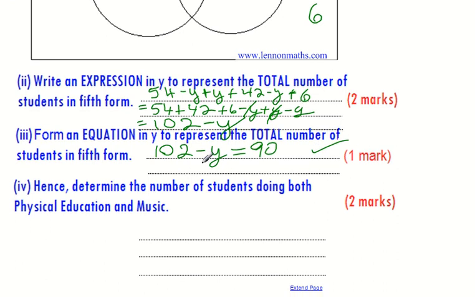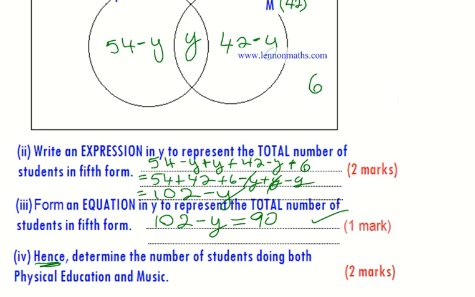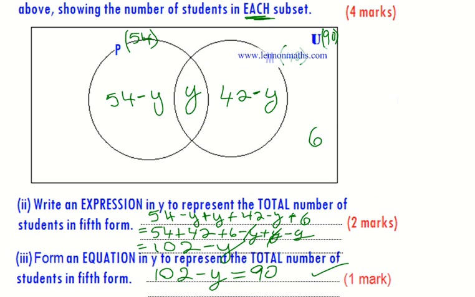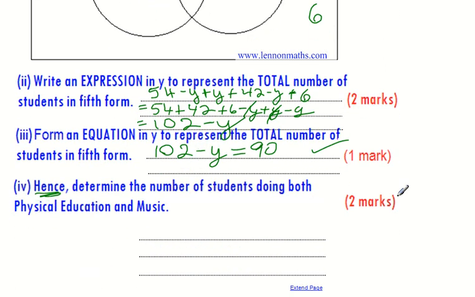Okay. Now we need to look at the fourth portion. Determine the number of students doing both physical education and music. Notice the word here, hence, which means we have to use the information from the previous instruction to continue. So based on this information, we're going to find the amount of students doing both physical education and music. And remember, the amount of students doing physical education and music in terms of a variable is y. So we need to solve for y. We need to find what the y value is.